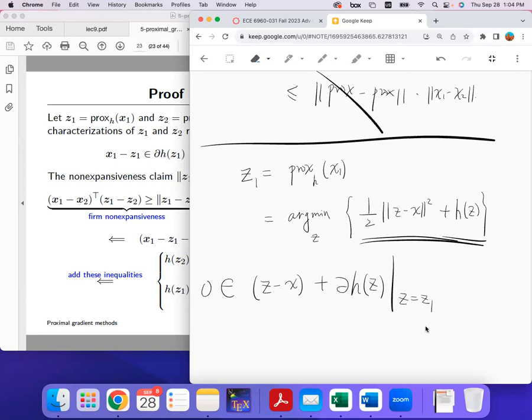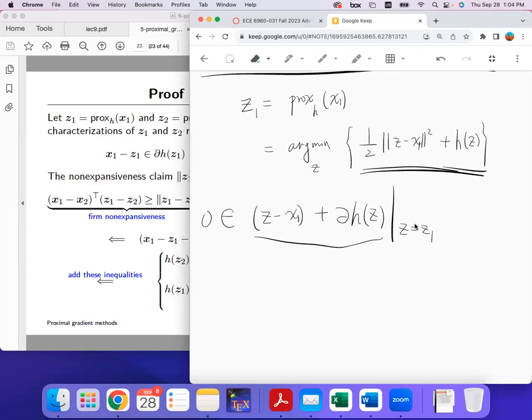Look at this equation. This is the subgradient. This subgradient is the subgradient of this optimization problem. The subgradient at the minimizer Z1 must include zero, right? Because that's the first order optimality condition, a necessary condition. You plug in Z equals Z1 and rearrange the terms. You can get this result. So this is x1 actually.